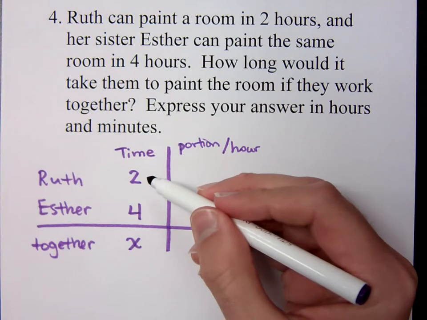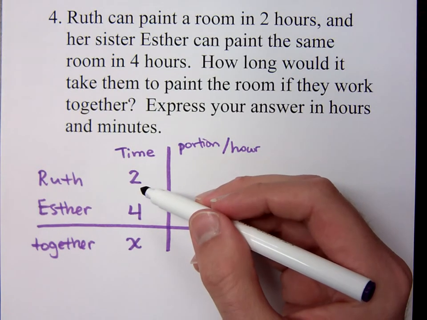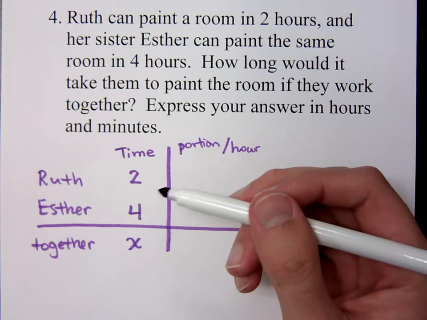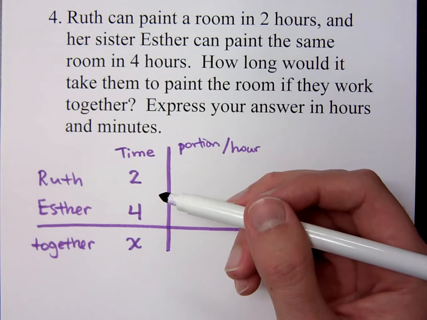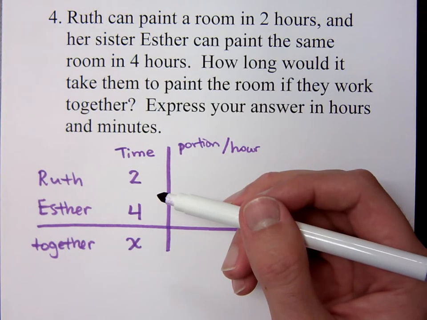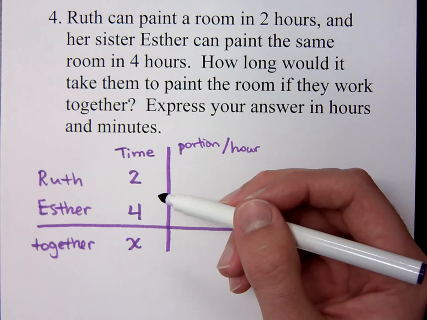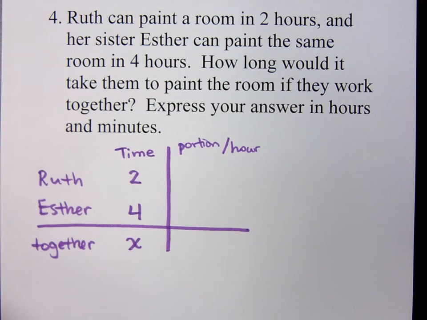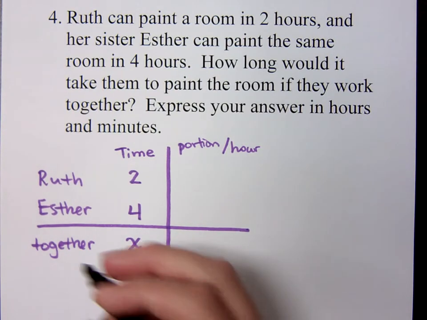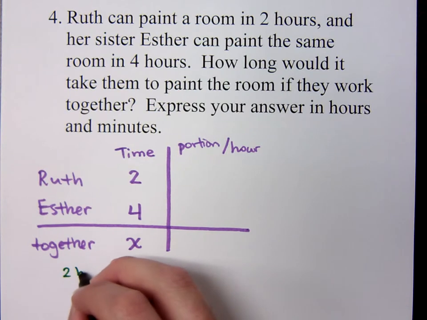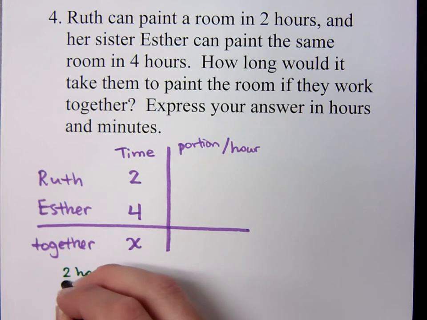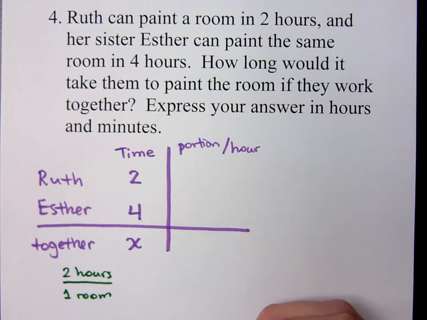Ruth takes 2 hours to paint the whole room. What portion does she do per hour? She does half the room in an hour. Let's write this out so that you can see this. If it takes you 2 hours to paint one room, that's what it says for her, right?